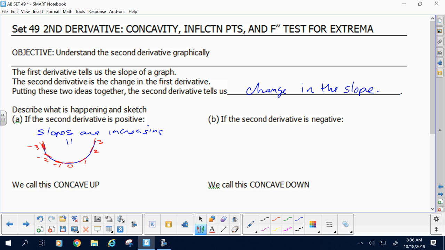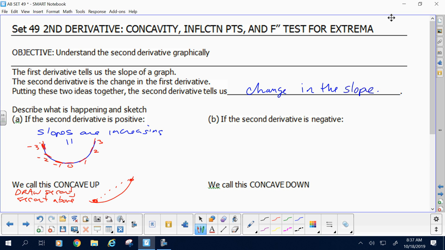We call this concave up. Sorry, I didn't actually get to my point. Concave up is when, if you draw a secant, the secant is above the curve. If I were to connect points on any concave up curve, that secant line will lie above the curve.